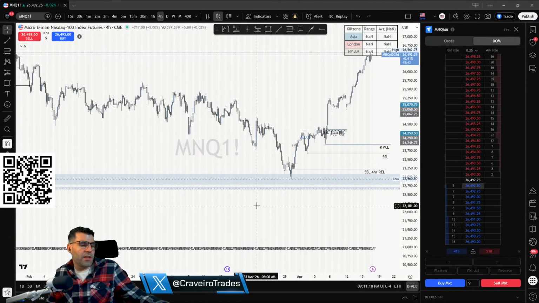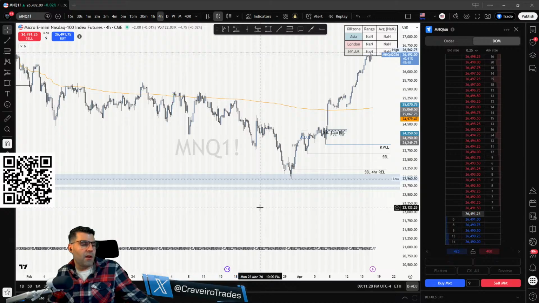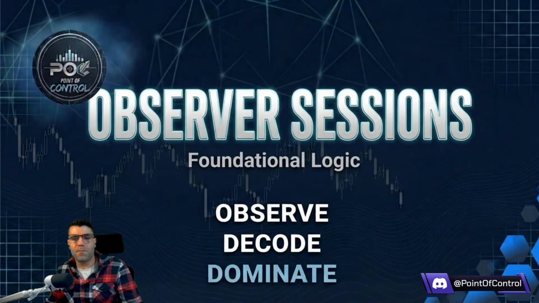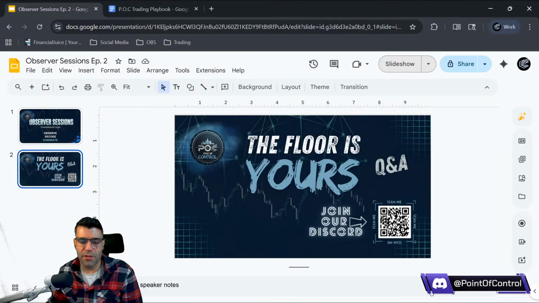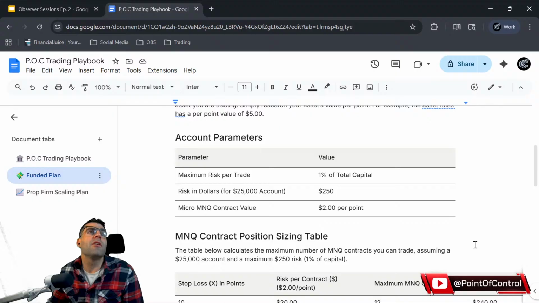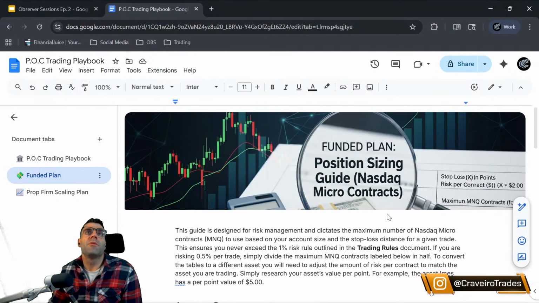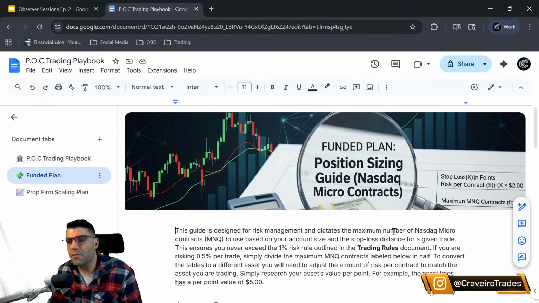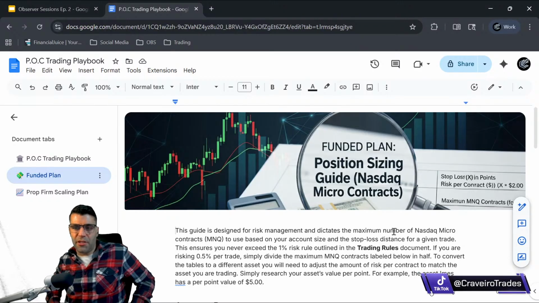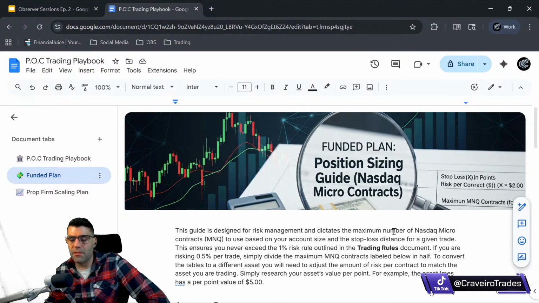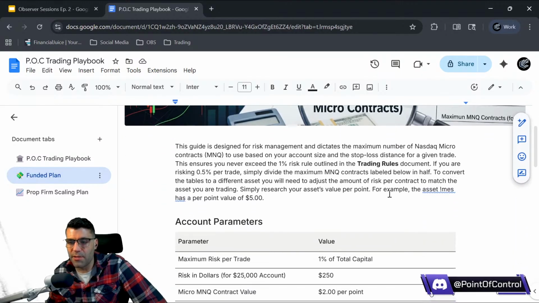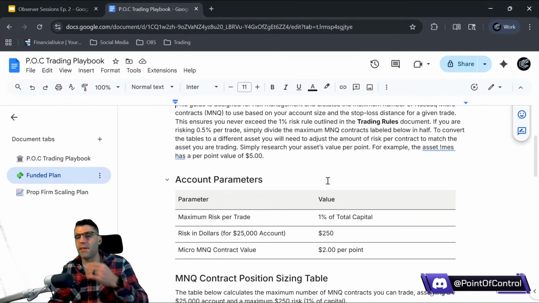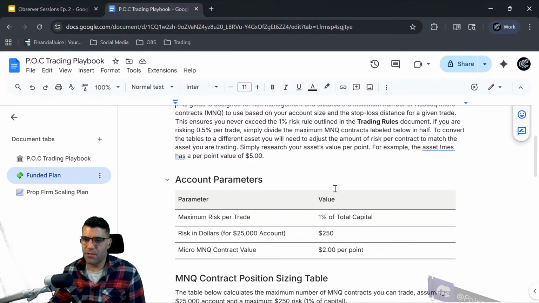Okay, so we're going to get off the charts for right now, and you're going to pull up the risk management section of our trading playbook. This you can find for free in my Discord. It's a 3-page trading playbook with all sorts of very useful information in it. Just completely free. Download the PDF out of the tools for the trade section.